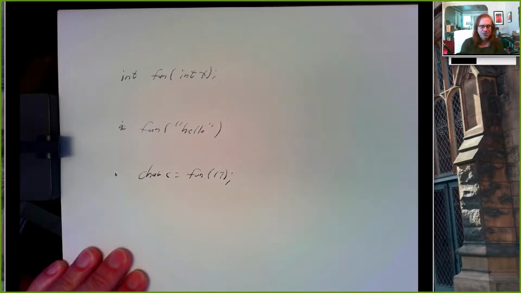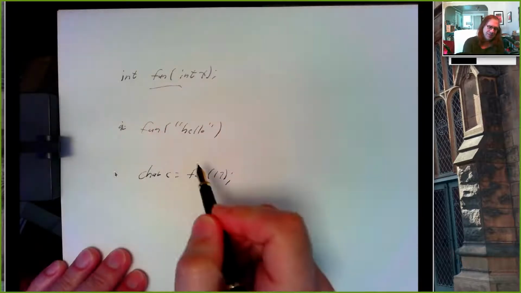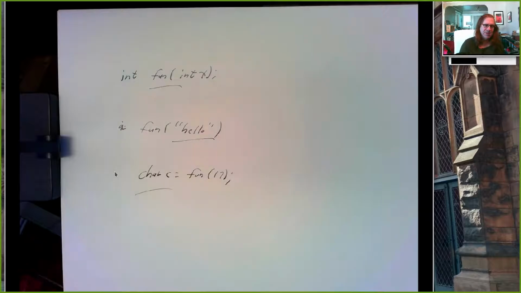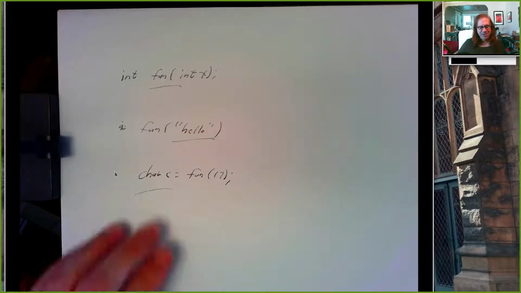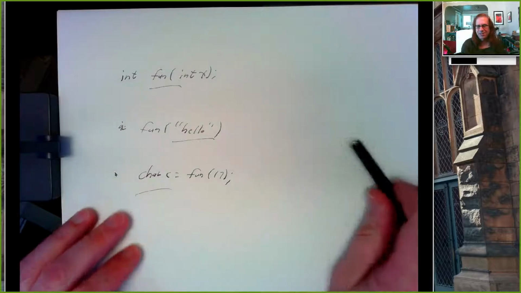And if I were to try to make another function somewhere in my code, declare another function that takes a string or returns a character, the compiler is going to yell and scream, right? Because in C, basically, your function is identified by its name. Anytime I call fun, it's going to call this function, even if I'm not passing an integer.